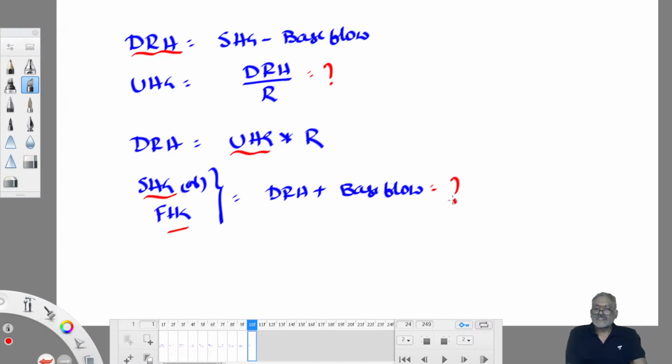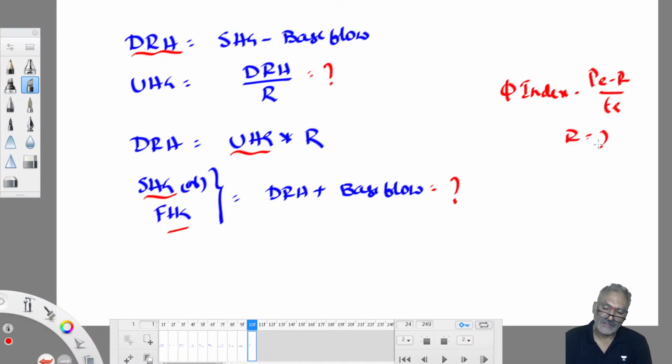So this much idea is more than sufficient. In between, the link is R. So how to work out that R? Sometimes to find out this R, we require the direct runoff hydrograph. Sometimes to find out that R, you require the phi index or W index. If that is given, you can find out the R value. Phi index is equal to PE minus R by TE. So from this you can find out R.